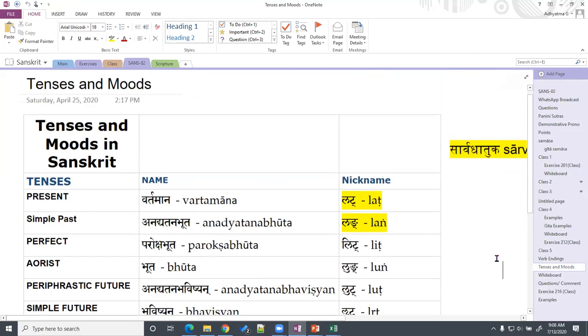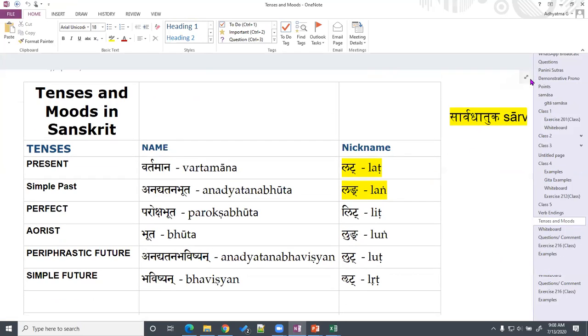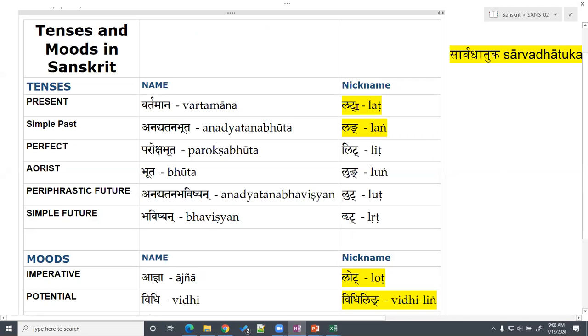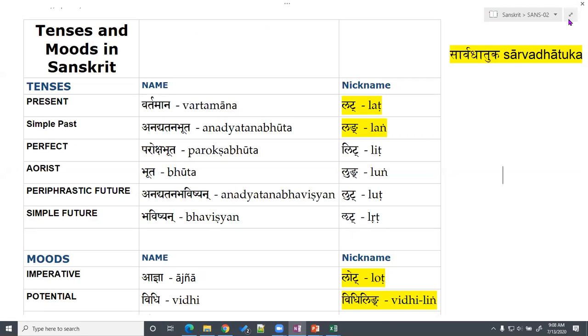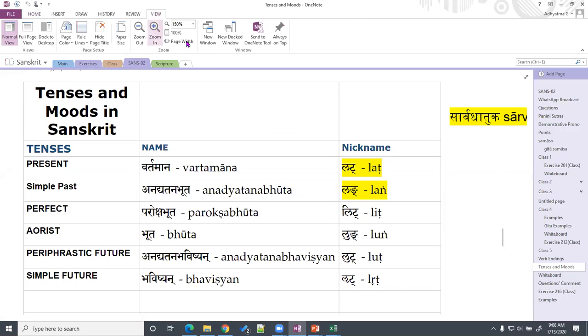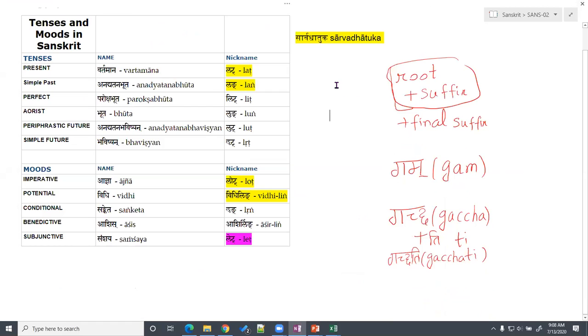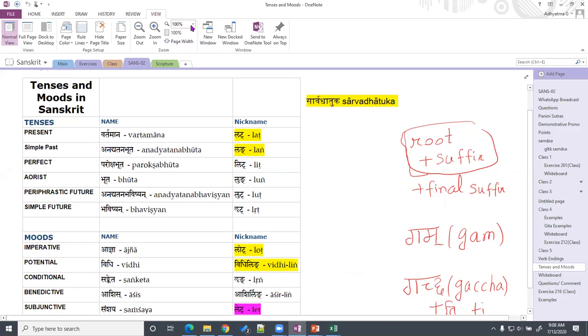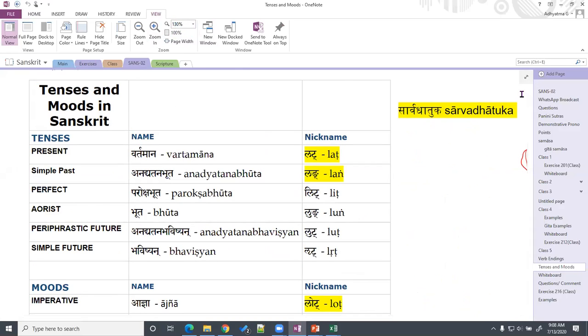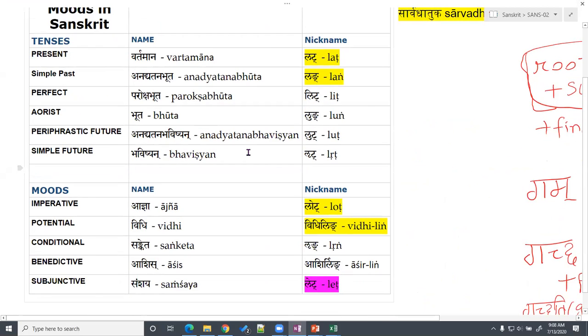So first, I just want to again touch base upon tenses and moods in Sanskrit. So in Sanskrit, there are 10 tenses and moods. I'll just make sure that we have the page width so that everything is visible. Okay. So we have these many tenses and moods.